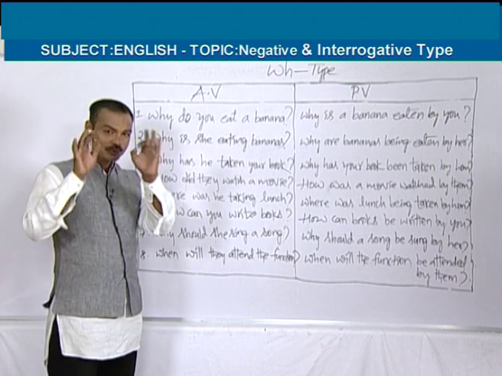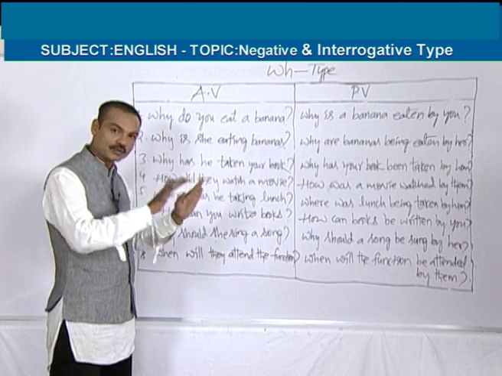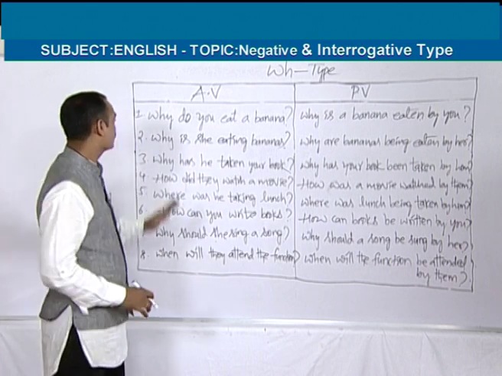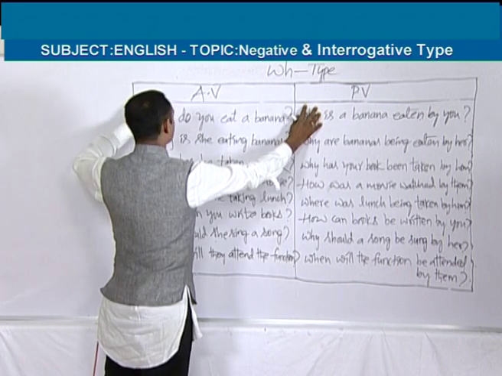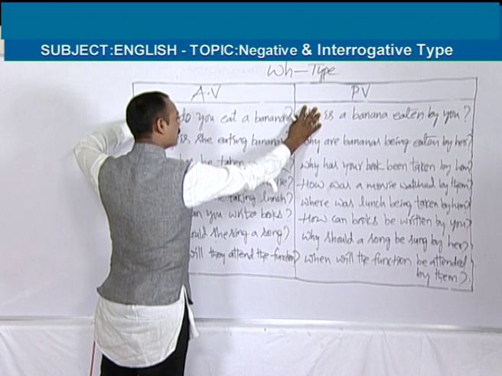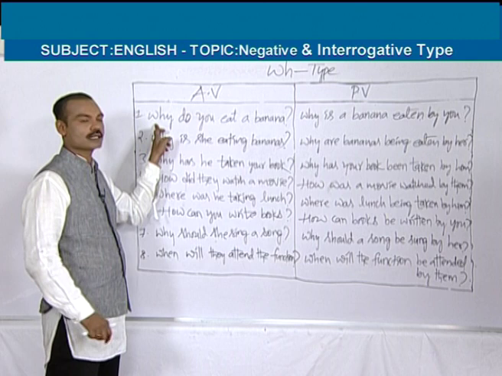So, you do not need to learn WH type especially. If you are very good at interrogative type, it becomes very easy for you. See, if I close these two words, it becomes an interrogative type. Do you eat a banana? Is a banana eaten by you? See, just a WH word is there, that is it.